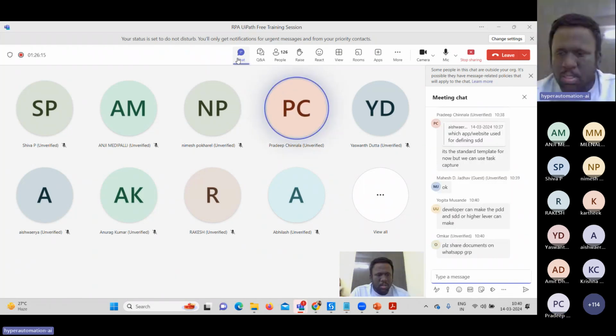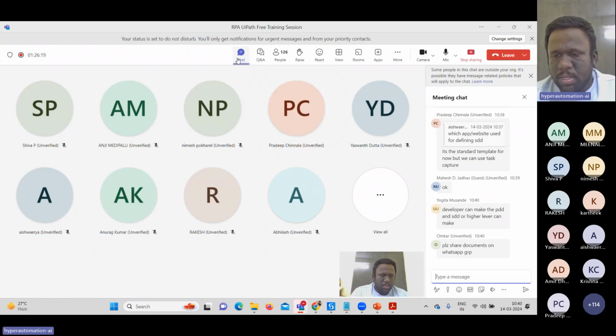Okay. Any other queries? We'll not share it on the WhatsApp group because it will just be spammed. We'll share the link where we are uploading in Git, and also we'll share the recording too, where you can download.